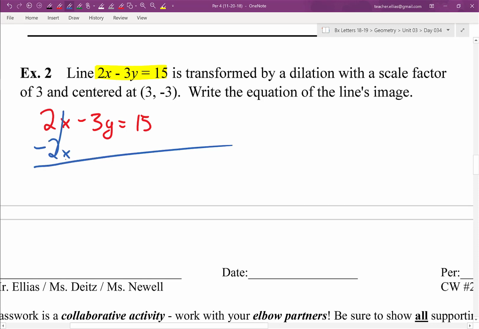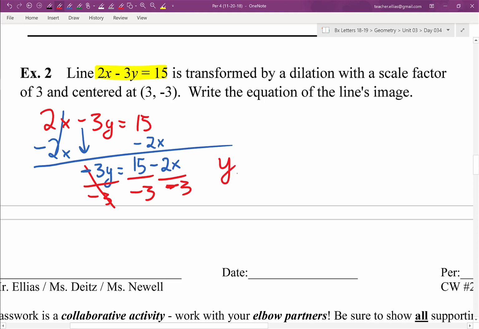Whatever I do to one side. Yeah, don't forget that negative. It's a negative 3y equals negative 2x minus 15... Divide by negative 3. Everything gets divided by negative 3. Equals... negative 2x minus 5... 15 divided by negative 3? Yeah. Negative 5. What's a negative divided by a negative?